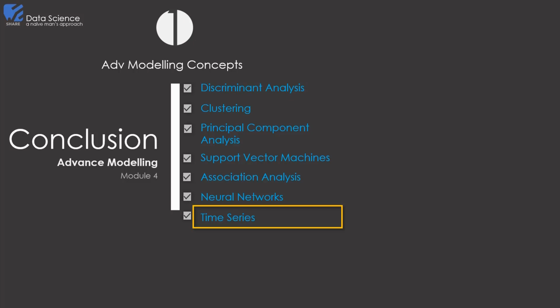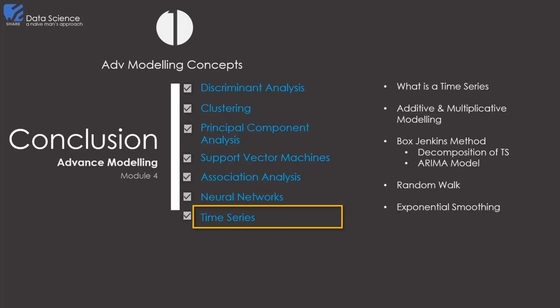Anyway, let's quickly see what we did in this section. So first we understood the concept of time series. We saw the two modeling approaches of time series, the additive and multiplicative modeling. Then we learned the most commonly used method, that is the Box Jenkins method. Here we learned about the decomposition of time series and ARIMA modeling. We also touched upon random walk, the simplest approach for time series, and exponential smoothing as well.